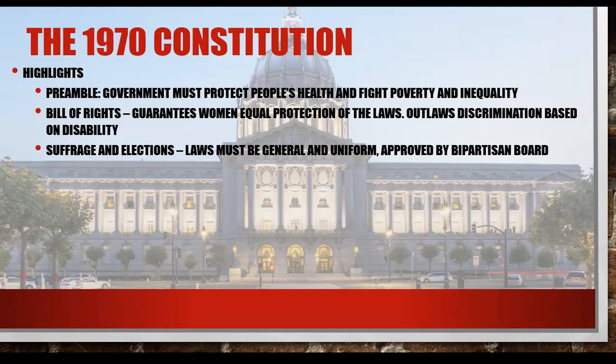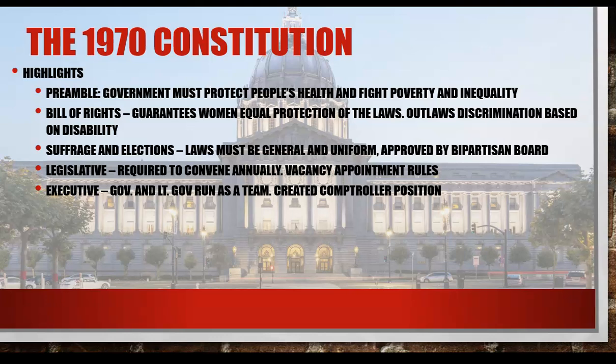It's got information on suffrage and elections. Laws have to be general and uniform when it comes to election law, and there's actually a bipartisan board of elections that has to approve everything when it comes to election law. The legislative branch of Illinois is required to convene every year, so they must get together and work every year. And then it talks about rules of filling vacancies. As far as the executive branch, the governor and lieutenant governor now run as a team. And as of the 1970 Constitution, we have the position of comptroller, which we'll talk about later.